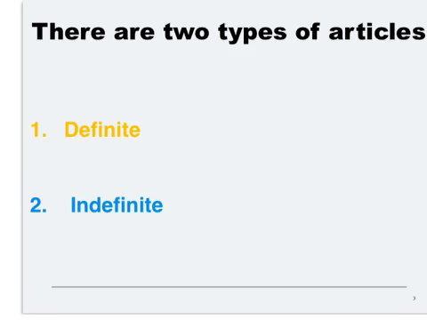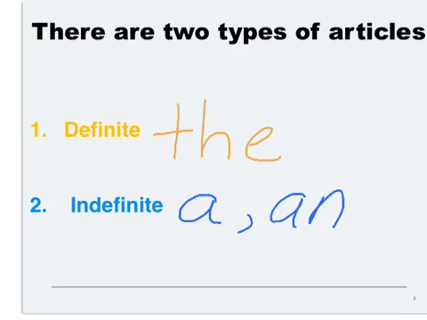From the paragraph you just read, you saw that there are three articles. These are divided into two types. The first is the definite article, which is the. The second type of article are indefinite articles, and they are a and an. Now, don't worry too much about the terms definite and indefinite. The important thing is to learn when you should use the, a, and an.